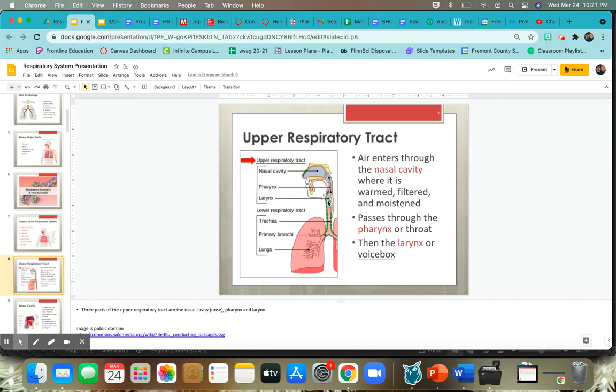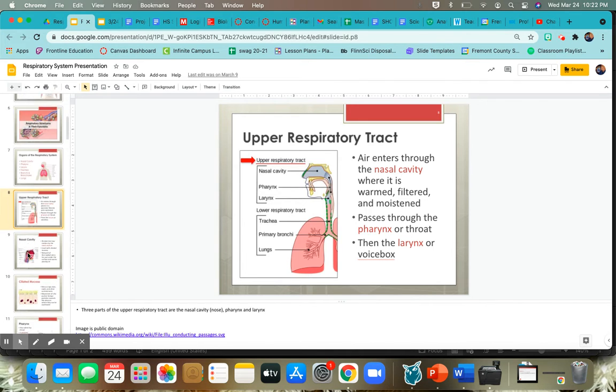Okay, and then your larynx, we tend to call it our voice box. It sits right on top of our trachea. So that's our upper respiratory tract. This is usually where sinus infections start to affect. Upper respiratory tract infections usually occur within the nasal cavity, pharynx, and/or larynx.